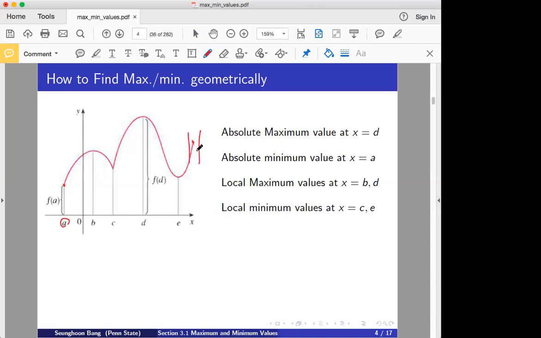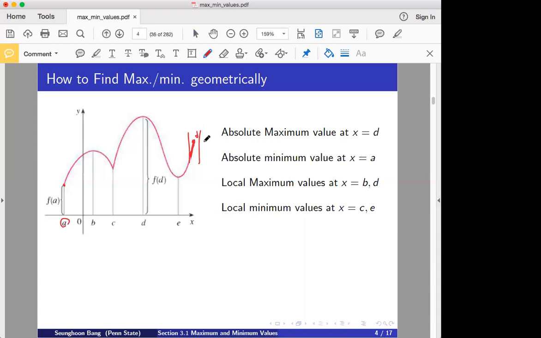This portion locally has a point, but what happens on the right hand side? On the right hand side, we don't have a function value. We cannot compare. So at this endpoint, there is no function value on the right hand side. So we don't have a local maximum or minimum. At an endpoint, we cannot compare anything. So we don't have a local maximum. We don't have a local minimum at the endpoint.